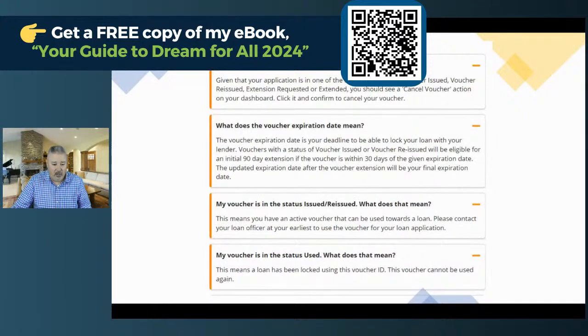It's so big, I'm going to make it all bigger, which is the second one. What does the voucher expiration date mean? The voucher expiration date is your deadline to lock your loan. So I had given some fuzzy information. It had told me you had to register by that date. Now it's saying you have to lock by that date.